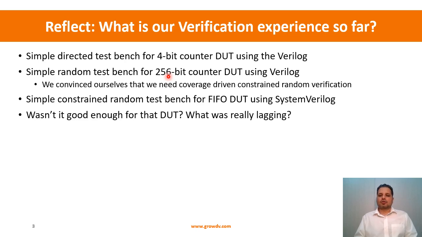We cannot sit and wait through all 2 raised to 256 minus 1 counts. That was not practical. So we decided that we need some sort of random verification, and we set ourselves some coverage criteria: we would divide this range of counts into several different ranges and check within each range, and then check some corner cases, to make sure that we are able to verify the 256-bit counter DUT. That's when we convinced ourselves that we do need a coverage driven constrained random verification approach to verify a relatively complex design.